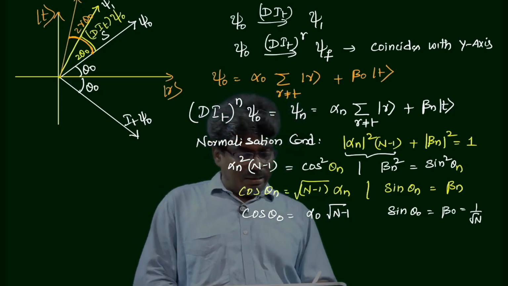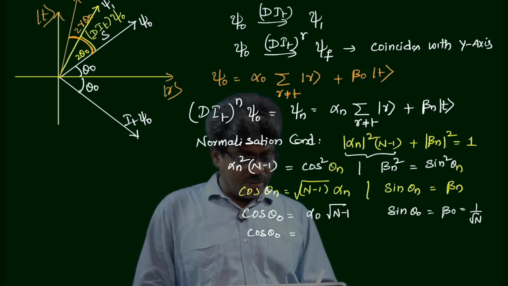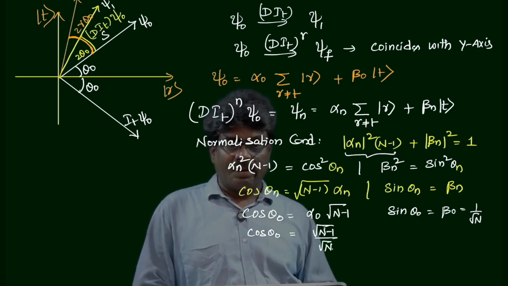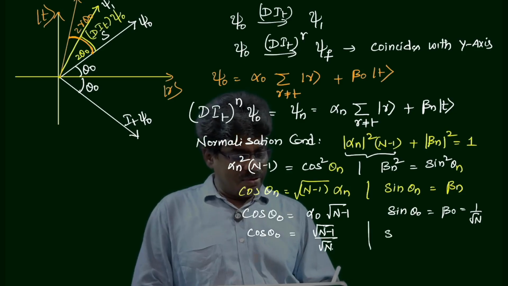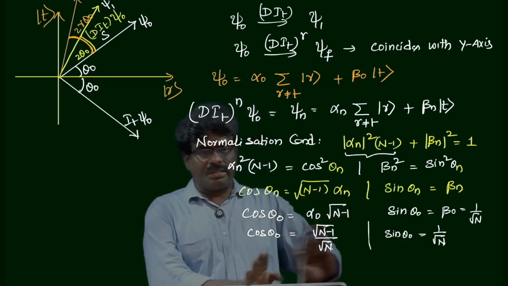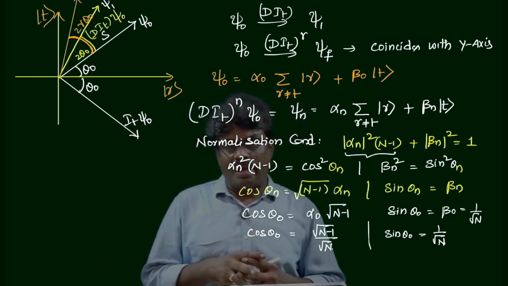Okay, and here this can also be written as cos theta naught equal to under root n minus 1 by root n. So that's it. Finally we got this relation, so just keep it aside. Now let us do some school algebra.